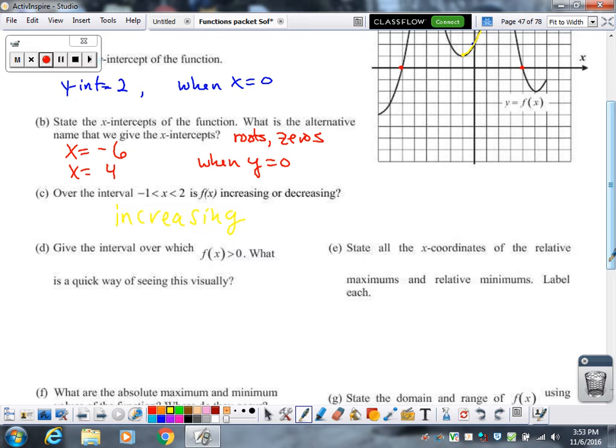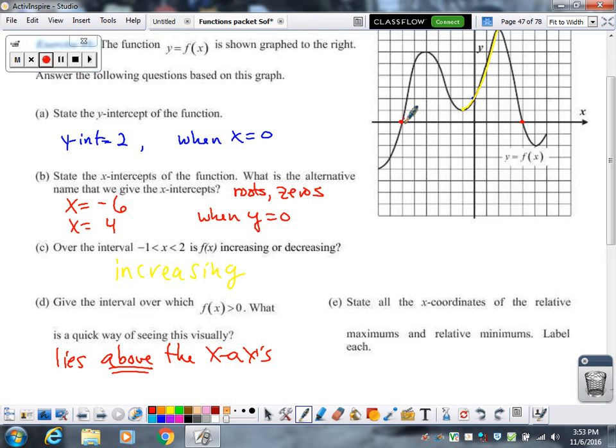Letter D is asking for us to give the interval over which f of x is greater than 0. What is a quick way of seeing this visually? We look to see where it lies above the x-axis. And again, we did this last chapter. Where is it above the x-axis? And again, we can trace or highlight it. We're above the x-axis from one x-intercept to the other x-intercept.